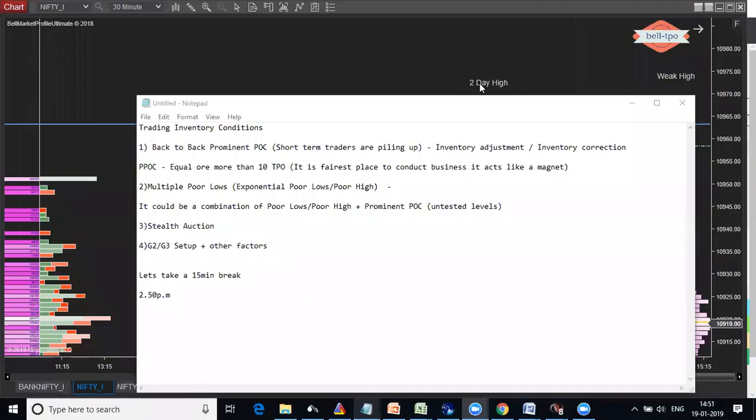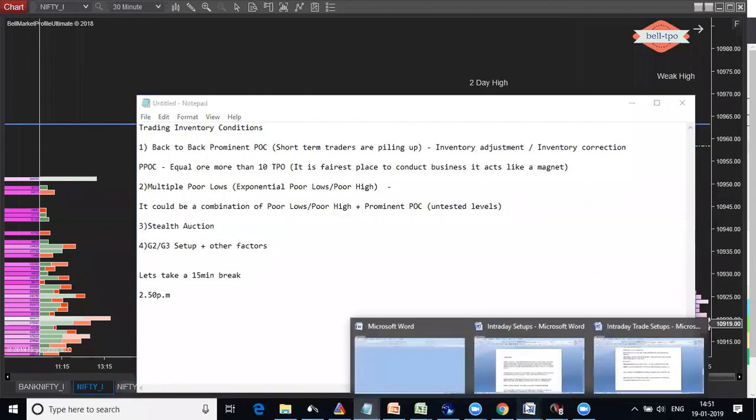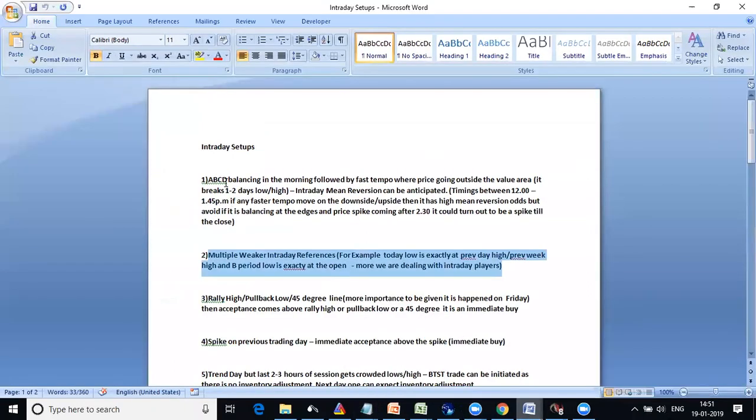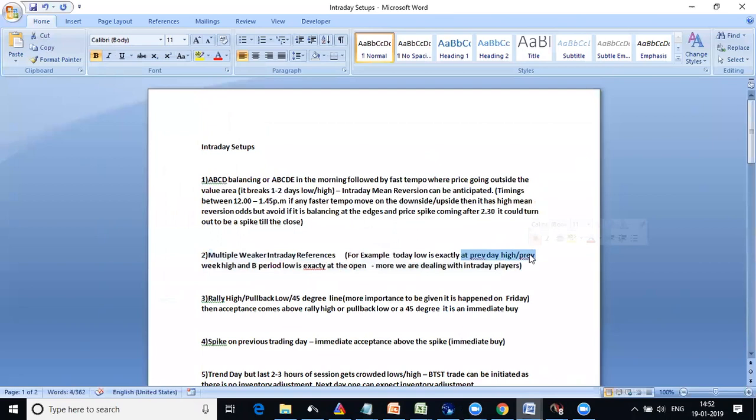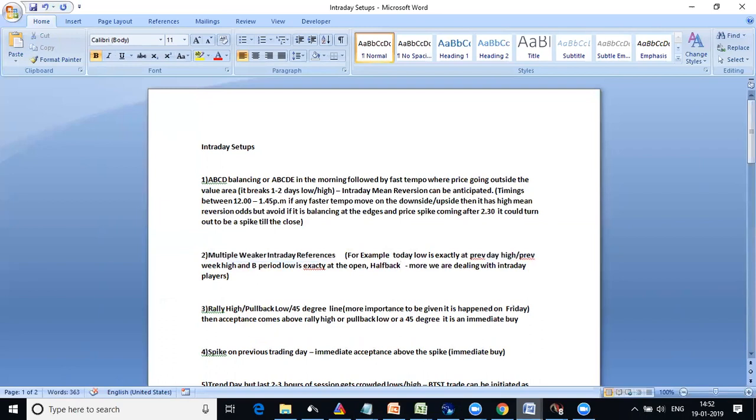So let's discuss the second setup. Two setups we discussed so far. One is the ABCD balancing, or at times it can come in the form of an ABCDE balancing. We also discussed multiple weaker intraday references. These can come in the form of price coming and touching exactly the previous day high or previous week high, a weaker reference, or in the form of a half back, something like a half back. So those are weaker references.